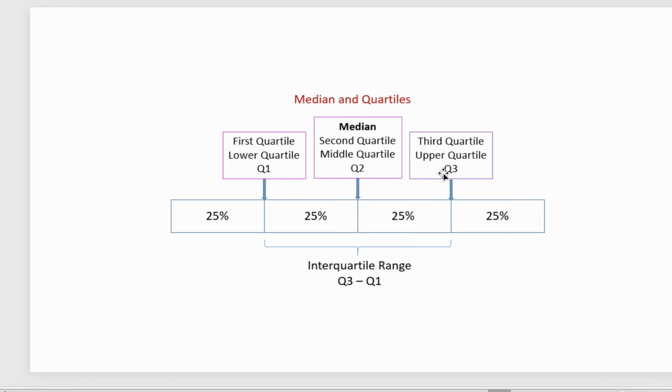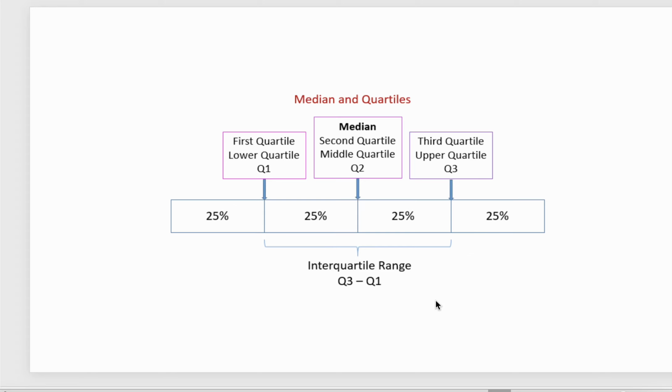Over here, we have Q3, or the third quartile, or the upper quartile. It is the 75th percentile. Below Q3 is 75% of the data, and above Q3 is 25% of the data. So what the quartiles do, Q1, Q2, and Q3, is break the data into four equal parts, percentage-wise: the lower 25, the middle 25, and the upper 25.